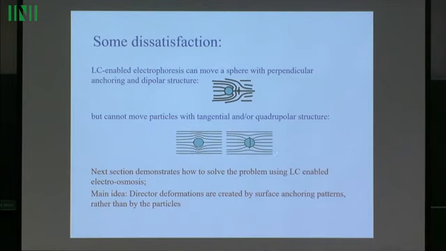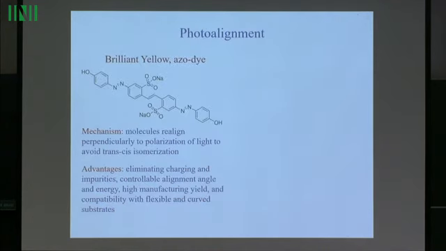And the main idea here is that instead of waiting for the particle to create the distortions of the director needed for this electrophoresis to work, you just pre-pattern the director field in the cell, and then you put the particles that can be of any of those types. So this surface patterning is achieved with photosensitive molecules.